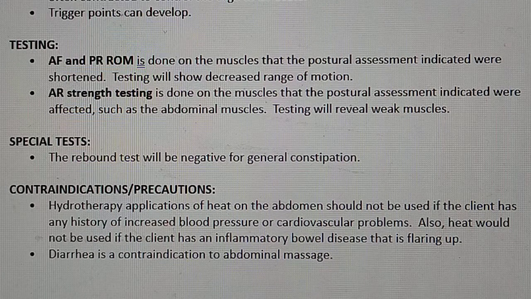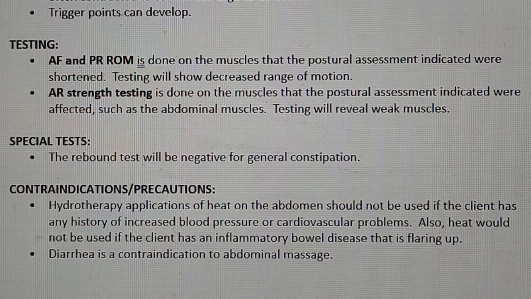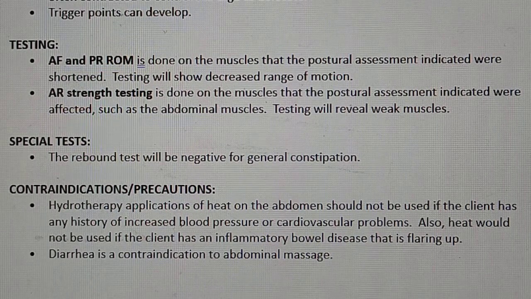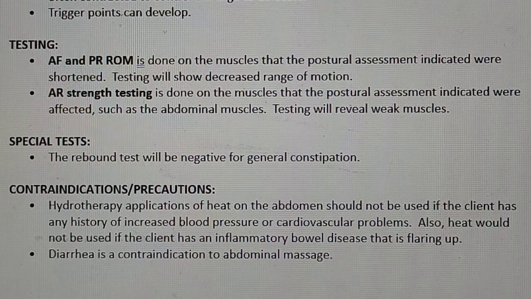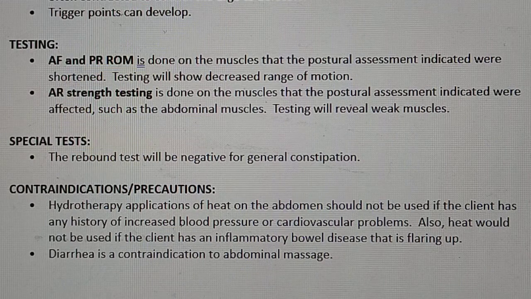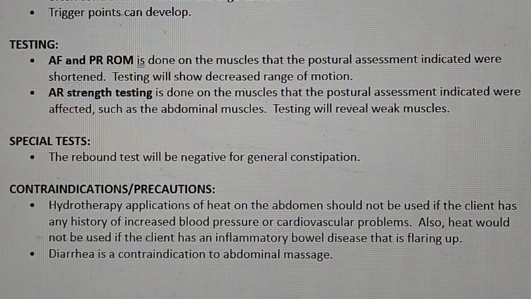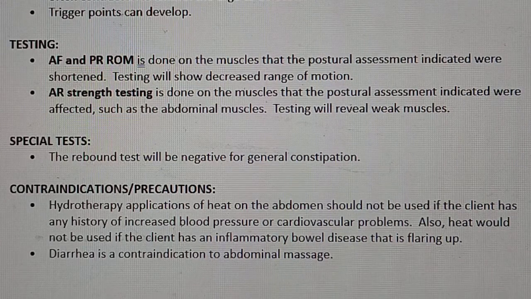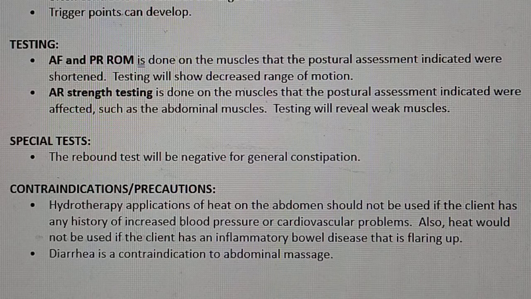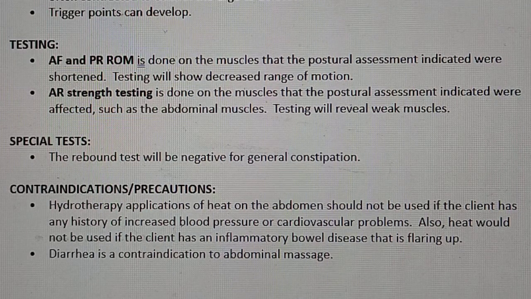It should not be used if the client has any history of increased blood pressure or cardiovascular problems. So if the client has high blood pressure and any cardiovascular problem, then you do not apply a heat pack or any warm hydrotherapy on the abdominal area. Okay, so any heart problems and any high blood pressure.